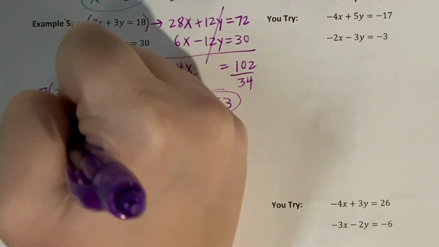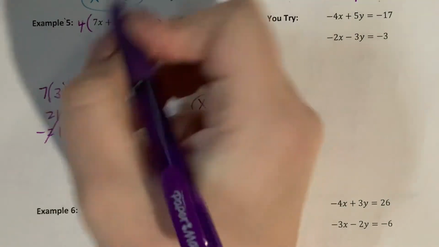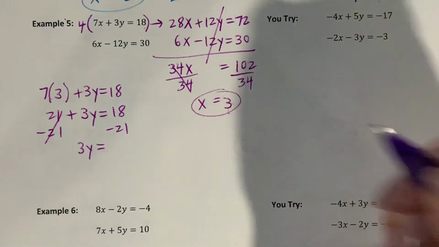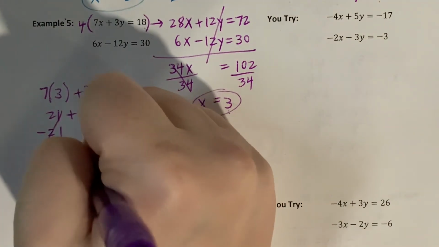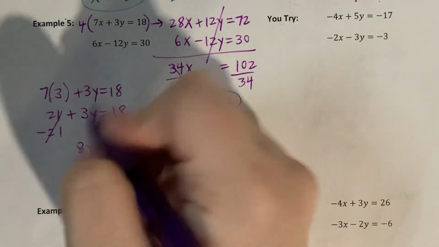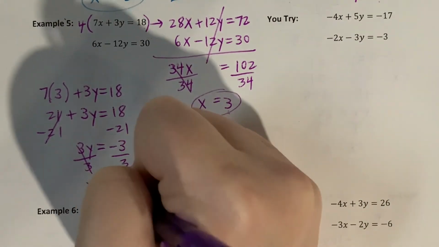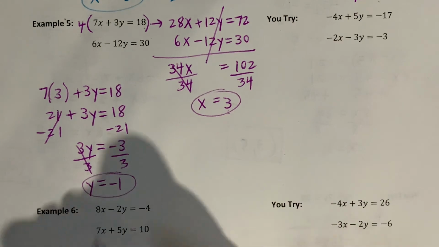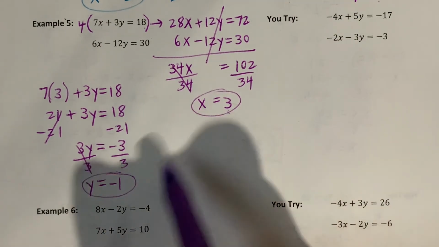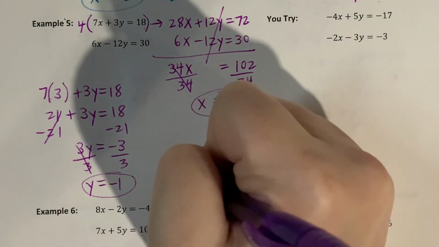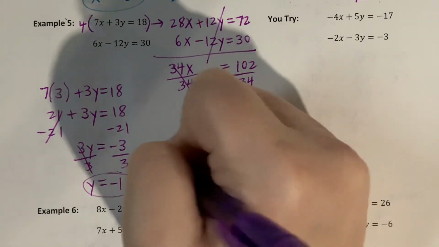Now I need to subtract 21 from both sides, and I get 3y equals -3. My last step is to divide by 3 to get y by itself, and I get that y is -1. And I can write my solution as an ordered pair, x comma y, or 3 comma -1.